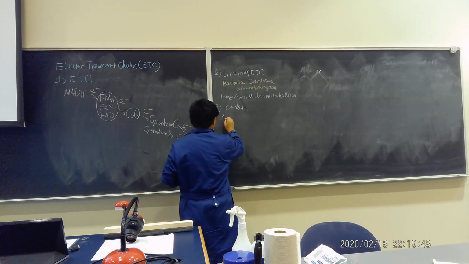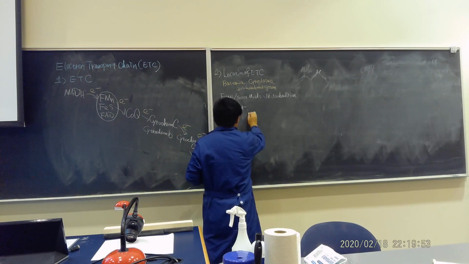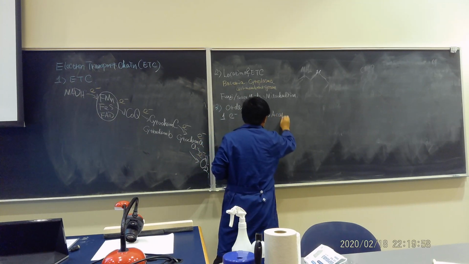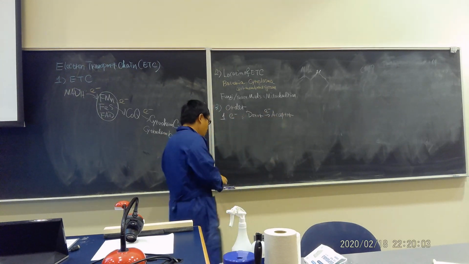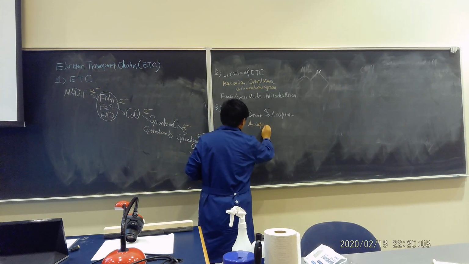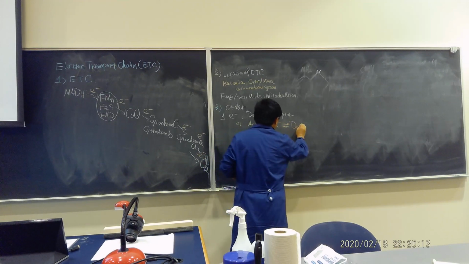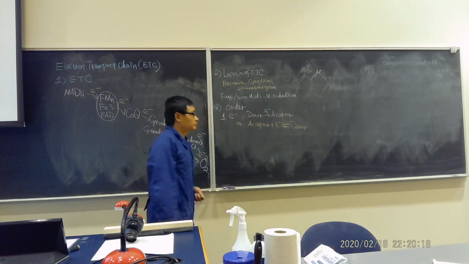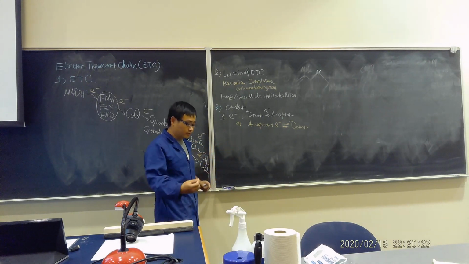Number 1, the electron is always transferred from a donor to an acceptor. Or we could draw another thing: the acceptor becomes a donor. Okay? So this is one. Someone will accept, someone will donate.